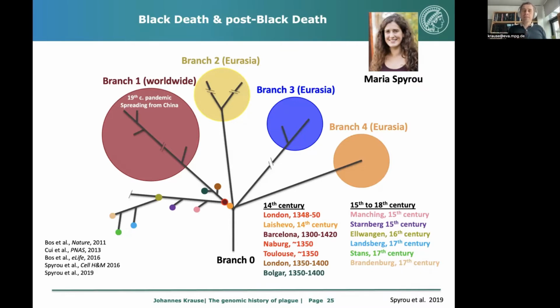But it's all lost diversity because it's not around in Europe much today anymore. Apart from Eastern Europe, a little bit, but basically this genetic diversity that was found in medieval Europe and early modernity is gone. It's an extinct branch.